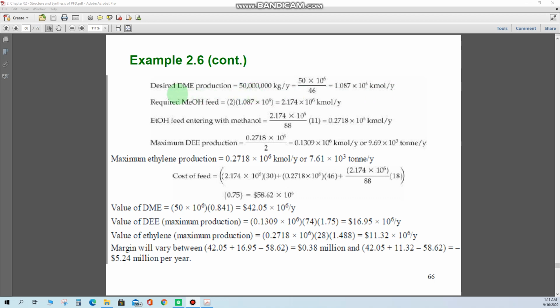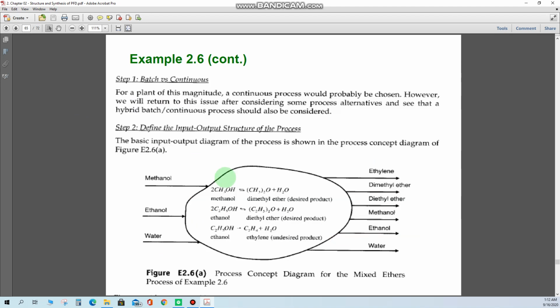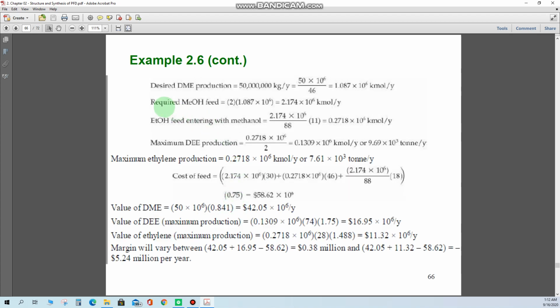Similarly, what we see here, the dimethyl ether: if we are putting this one dimethyl ether into the process, or we can generate this much dimethyl ether from the process, then comparison shows us that for each mole of dimethyl ether, there will be 2 moles of the methanol that can be fed to the system. Now here we can see that for each mole of dimethyl ether, we have to feed 2 moles of methanol and we have to feed 2 moles of the ethanol. So we have to see this basis here, and the same thing we will see here.